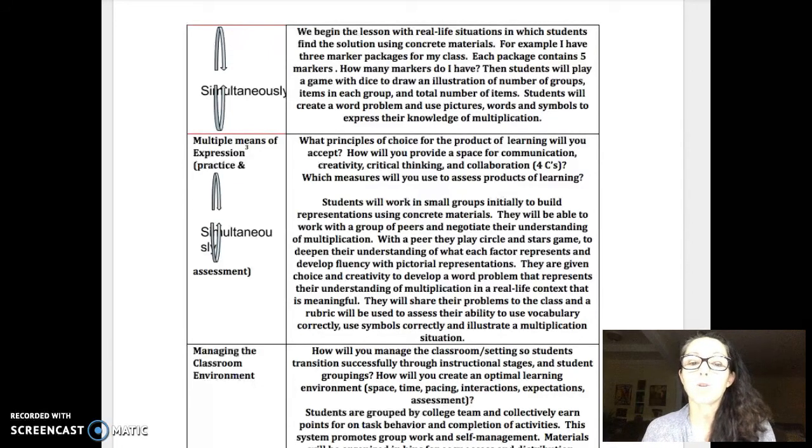They'll be given some choice and creativity to develop their word problem. Again, the notion of giving a representation in a real life situation that's meaningful to the student, and being able to share what they've done with their classmates. There will be a rubric, which will be how I will assess them, and this rubric will be shared with them so that they have an understanding of what they need to do.